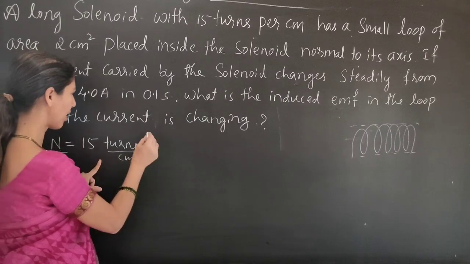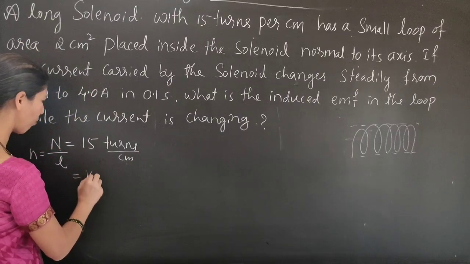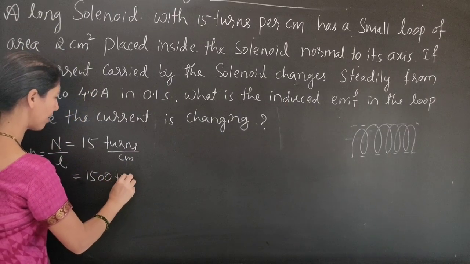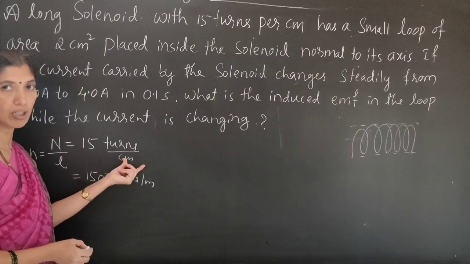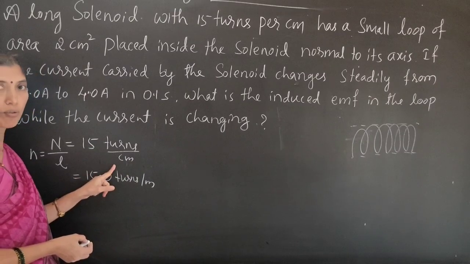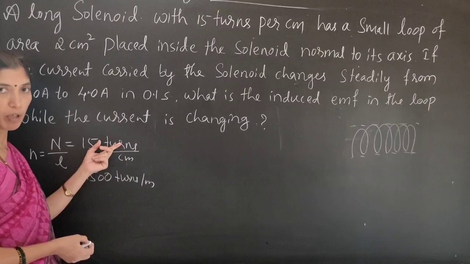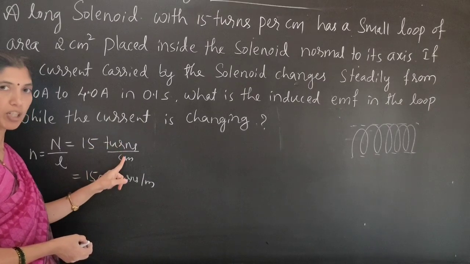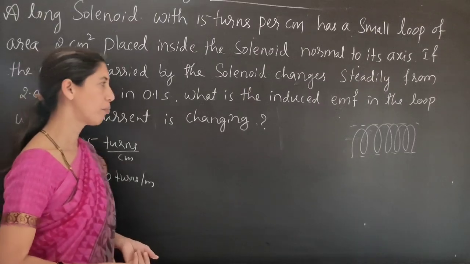Convert that into meter. So this is equal to 1500 turns per meter, because 1 centimeter is equal to 10 raised to minus 2 meter. So 15 divided by 10 raised to minus 2. When 10 raised to minus 2 goes up, this becomes 10 raised to plus 2. 15 into 10 raised to plus 2 is 15 into 100, which is 1500 turns per meter.